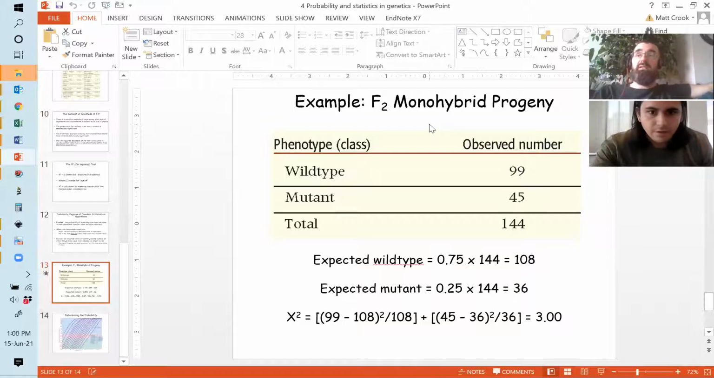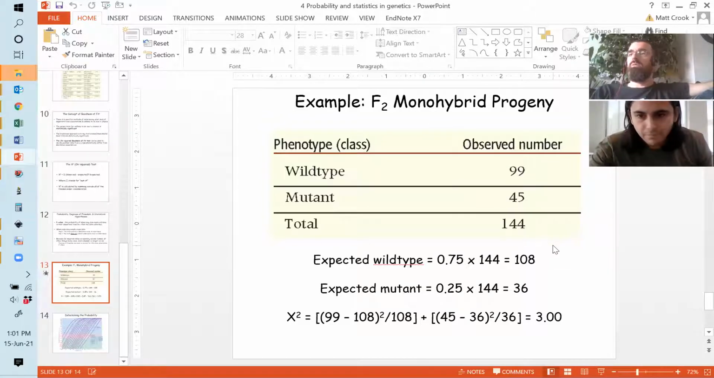So the one mistake that students quite often make is that they don't use the total, right? You have to add these 2 different groups together to get your total, and then you work out your expected based on the total, not the individual numbers, but the total numbers. So you have to add those together first.